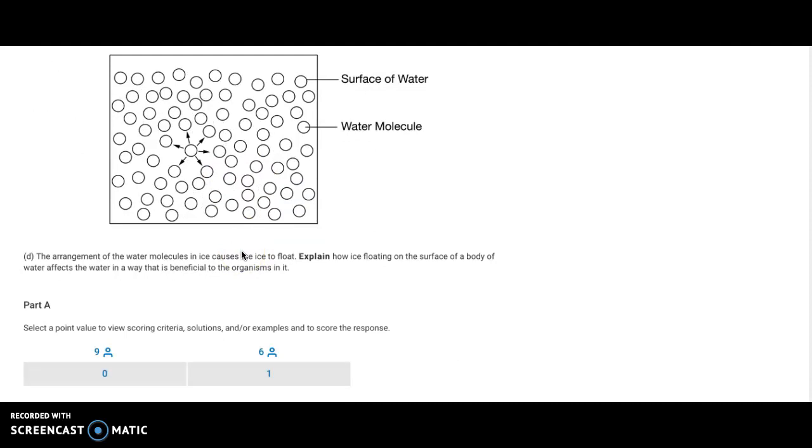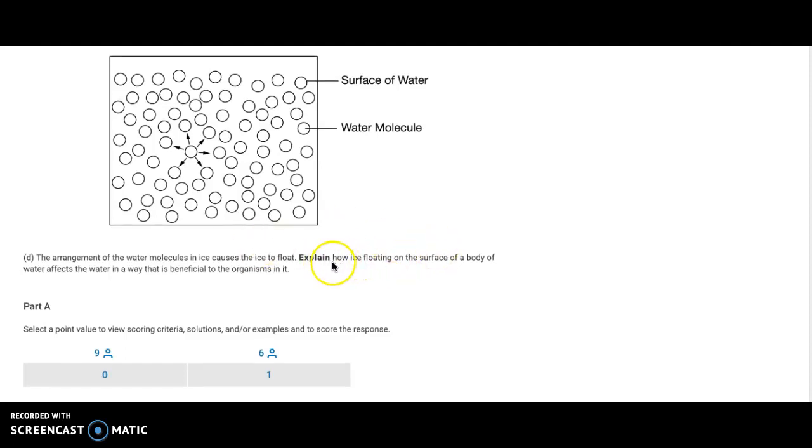Part D, the arrangement of water molecules in ice causes it to float. Explain how ice floating on the surface of a body of water affects the water in a way that is beneficial to the organisms in it. Now, in addition to understanding how water behaves and creates the emergent properties of water, like surface tension and the fact that ice floats and so on, cohesion, adhesion, you need to explain why they're beneficial. Like, what ways do living things use this? And that's what this is asking you to do. Explain how it affects the water in a way that is beneficial.